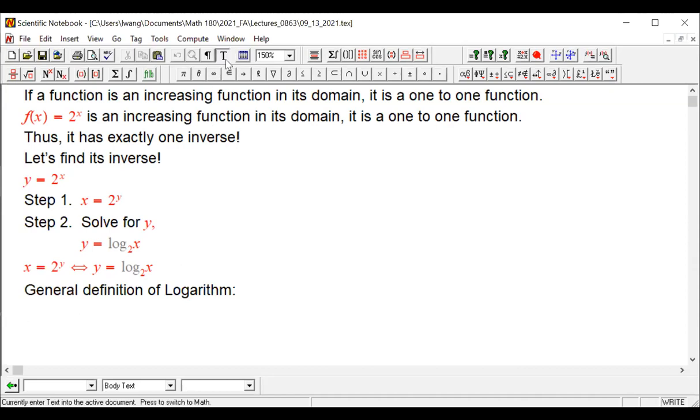The general definition of logarithm goes like this. Log base b of omega equals triangle. I just use any symbol, whatever takes my fancy. If and only if b raised to the power of triangle is equal to omega. Sometimes I like to call omega bologna.